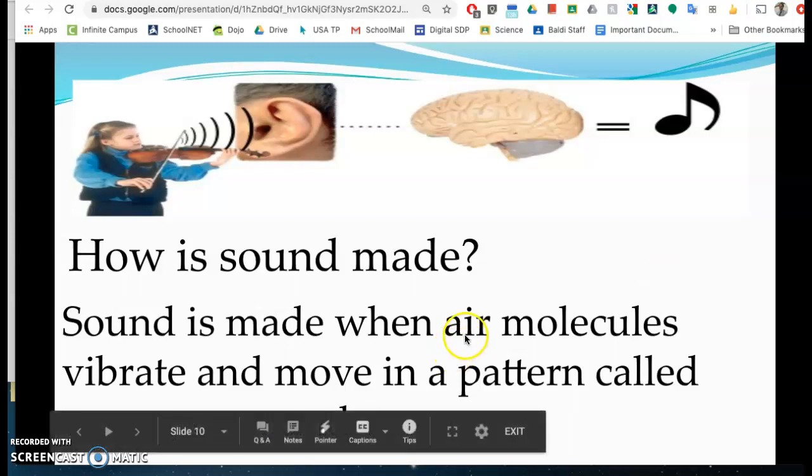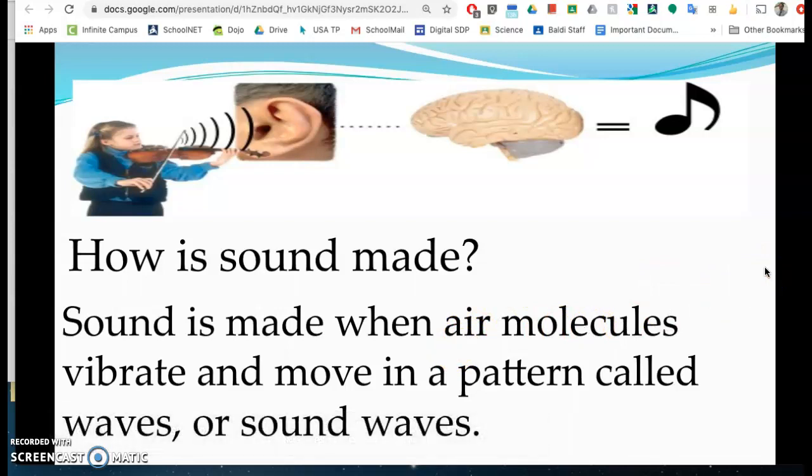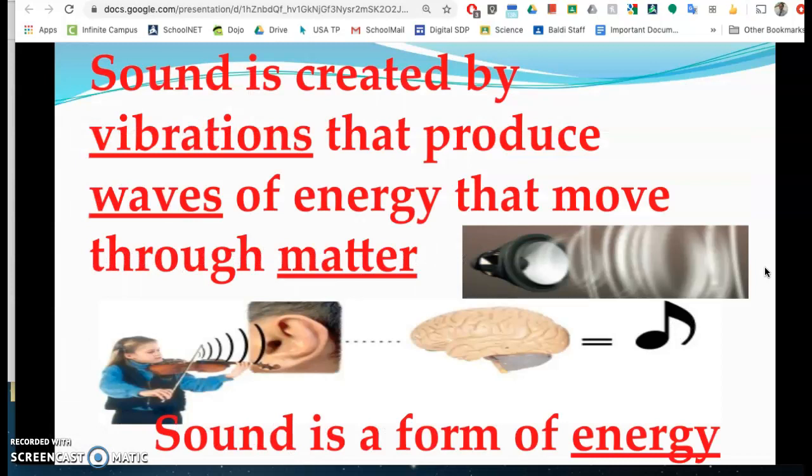So how is sound made? Air molecules vibrate and move in a pattern called waves, or sound waves. So sound is created by these vibrations that produce waves of energy that move through matter. Now, that matter is key. It can be any kind of matter. Some forms of matter transfer energy better than others, and we're going to talk about that in a minute. But let's not forget, waves are energy, and sound is a wave, so therefore sound is energy. It's just a specific form of energy.